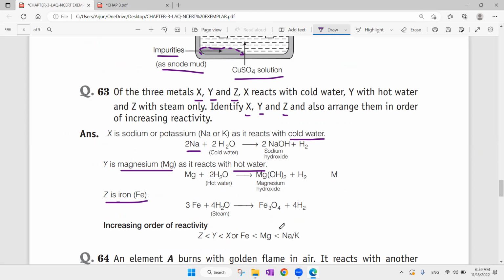And according to the reactivity series, iron is less than magnesium, which is less than sodium. Or you can write in order of increasing reactivity, sodium is greater than magnesium, greater than iron. Like that also you can write. Both are the correct way.